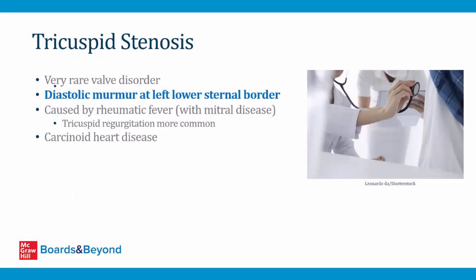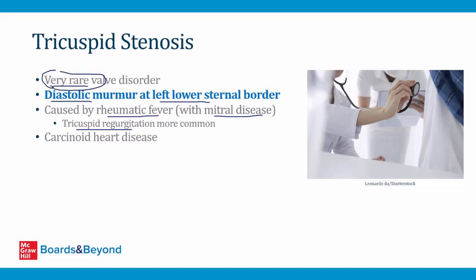Tricuspid stenosis is a very rare valve disorder, and I won't spend a lot of time talking about it. It causes a diastolic murmur heard best in the tricuspid listening area, which is the left lower sternal border. It can be caused by rheumatic fever, but if patients get tricuspid stenosis from rheumatic fever, they almost always also have mitral valve disease. And it's more common to develop tricuspid regurgitation from rheumatic heart disease than it is to develop tricuspid stenosis. That's another reason why it's very rare.